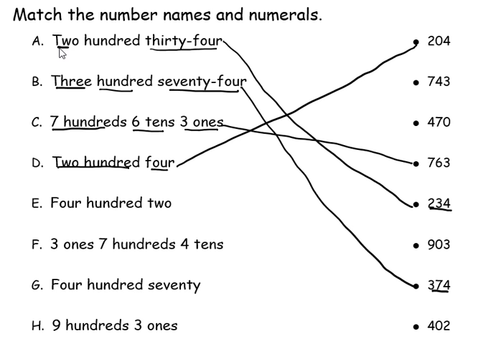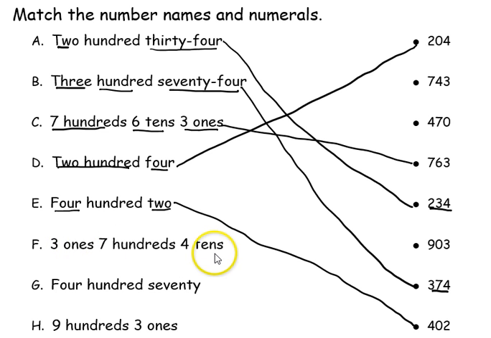Next I have 402. Again, I have a 4 in the hundreds place, a 2 in the ones place, but nothing in the tens place. So I need to find that number that shows 0 tens as well. So we have 402.